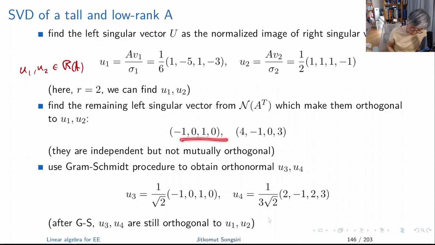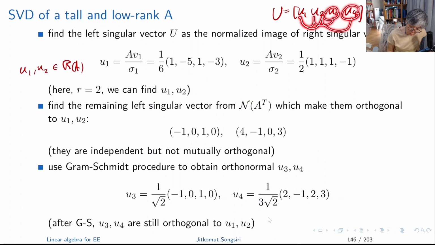When I find these two vectors, they are guaranteed to be orthogonal to the previous two ones. You can check. However, you want to construct a matrix U that contains 4 columns: U1, U2, U3, and U4. Now you know that U3 is orthogonal to the previous two, and U4 is orthogonal to the previous two. These two are independent if you construct them from the null space of A transpose. Usually the first step is to get a basis for the null space of A transpose, so they are guaranteed to be independent.